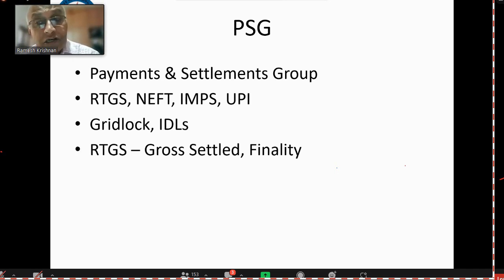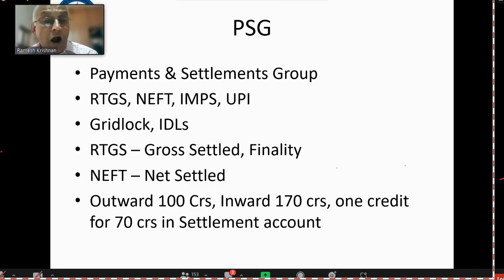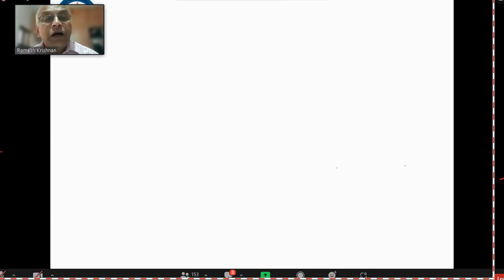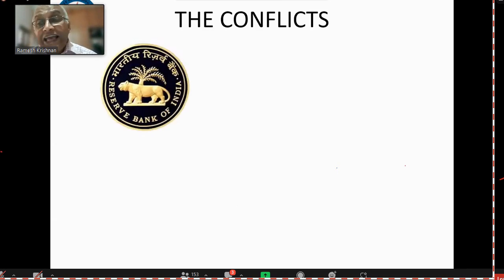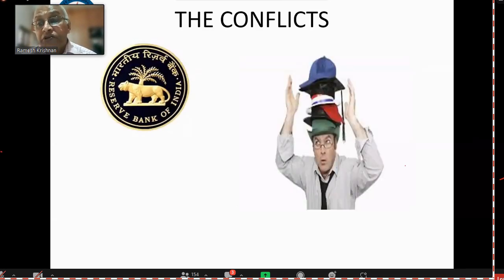Now, gross settled: in RTGS, there is no reversal of transaction finality. And NEFT is net settled. Outward 100 crores, inward 170 crores, one credit of 70 crores is what is a net settlement. Just an example. Not much, but you should know the concept, because questions can come especially in the other paper also. So why did NPCI come into the picture?